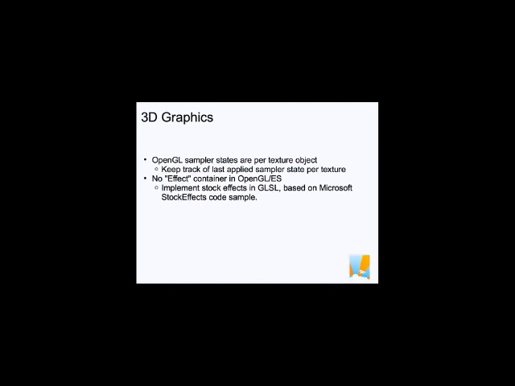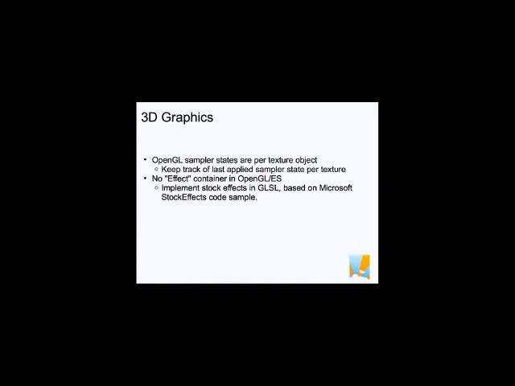About the effects in GLSL, it's important to note that there is no effect container in OpenGL ES, so no .fx file format, so you can't really parse that and have that supported. So we implemented our own effects in GLSL based on the stock effect code sample that's provided by Microsoft. It's a set of the effects that are used by XNA, because XNA does not expose shaders directly.